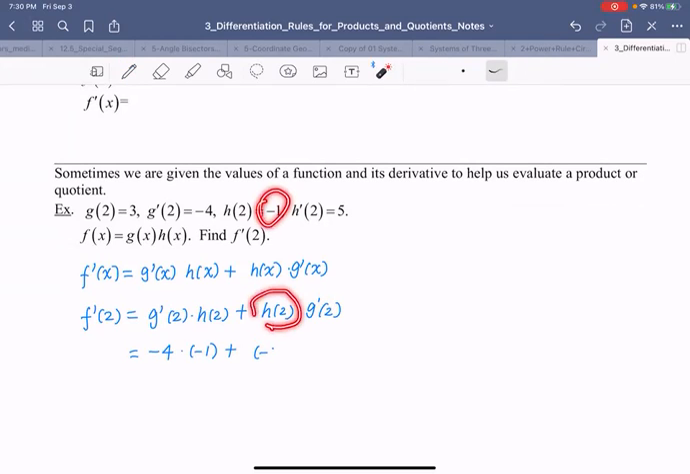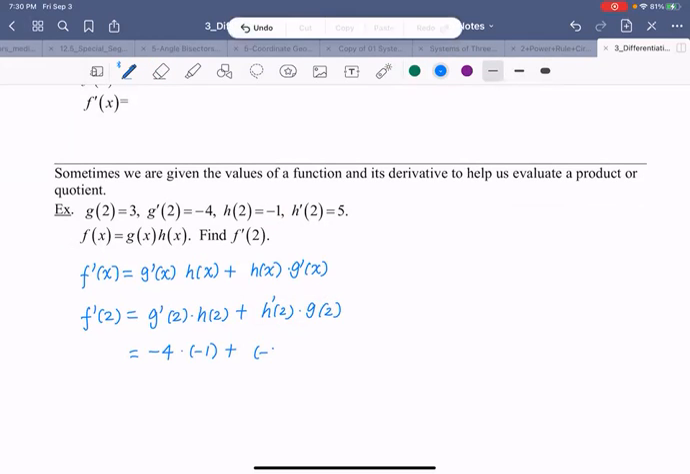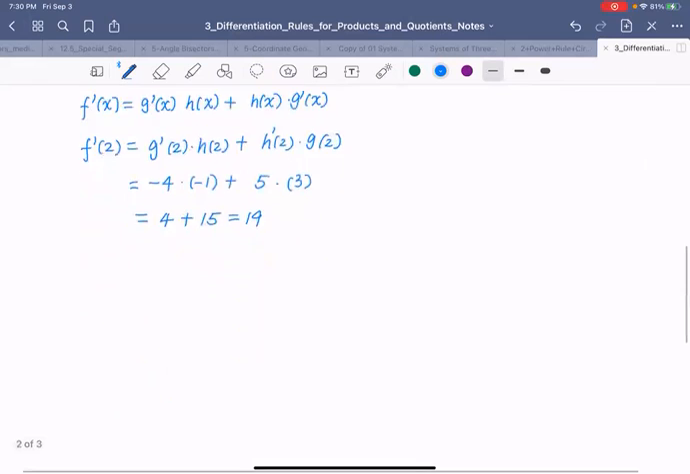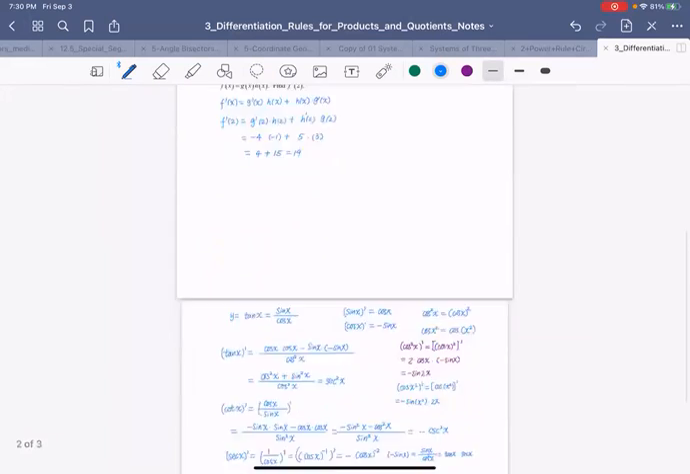Oh, sorry. I have a typo over here. So it'll be 5 times 3. And then it equals 19. Correct? Okay.